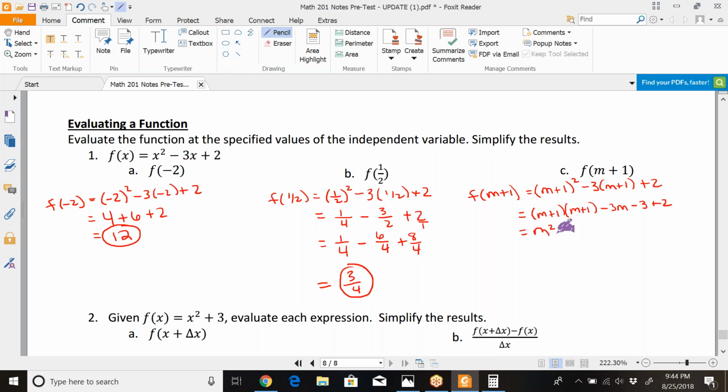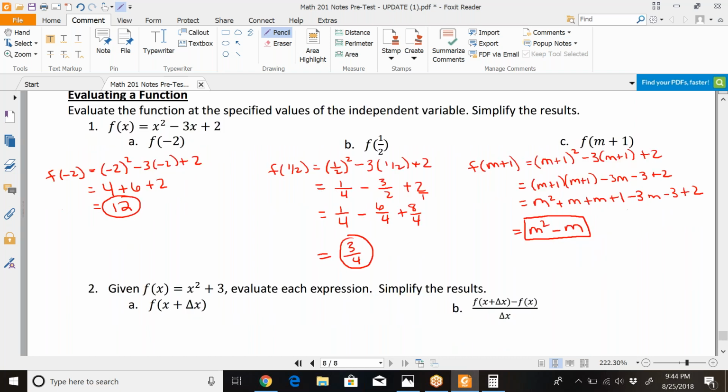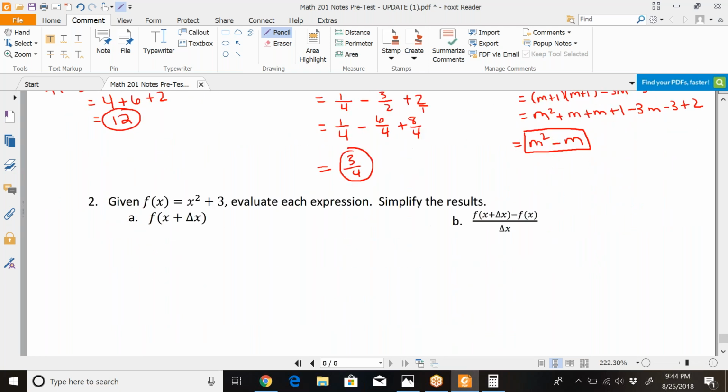That's going to be m squared plus m plus another m plus 1 minus 3m minus 3 plus 2. Okay, so let's combine like terms. So we have an m squared. For the m's, we have 1, 2, and then take away 3. So that's going to be minus 1m. For the whole numbers, we have a 1 minus a 3 is a negative 2 plus a 2 is a 0. So that's just going to be m squared minus m. So again, it's not a number answer, but we've combined all of the like terms that we could.